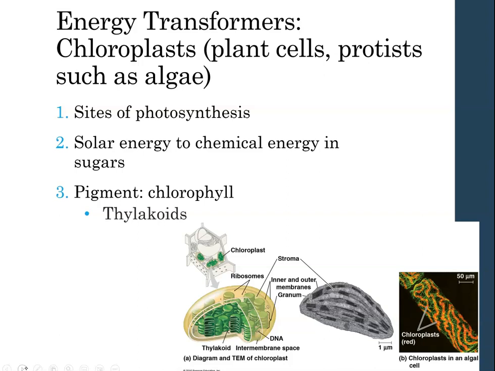Students like to come up with weird examples. There are some strange examples where there's a symbiotic relationship between an animal and a cell that performs photosynthesis, but they are not found in animal cells in general. They are found in plant cells or protists such as algae that can perform photosynthesis. So the process of photosynthesis takes sunlight energy and converts it into chemical energy in the form of sugar, specifically glucose. So this is really important because all of our energy comes from the sun.